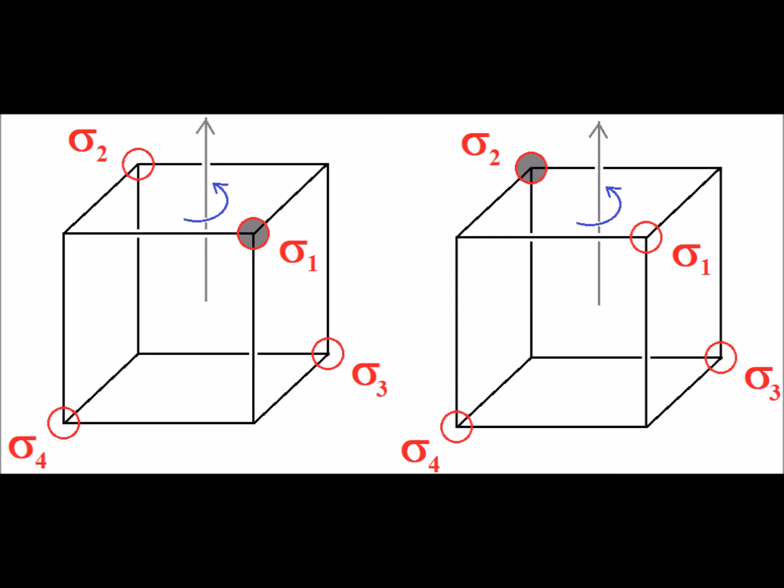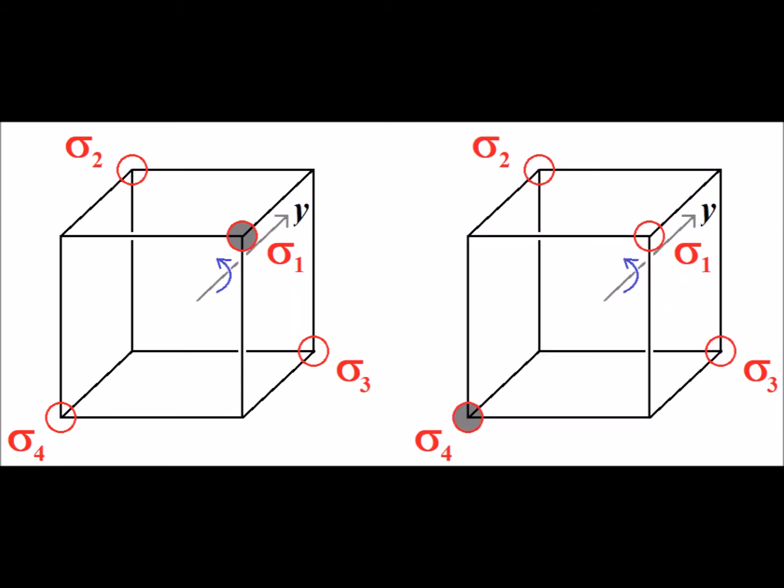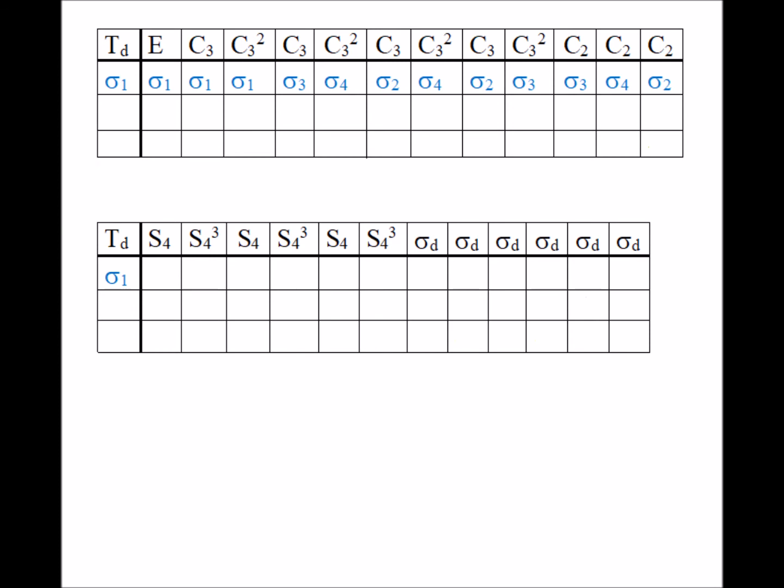The next three symmetry operations are the C2s, the 180-degree rotations. First, we have the C2 around the z-axis shown here. Rotation around the x-axis takes sigma 1 to sigma 3. Rotation about the y-axis takes sigma 1 to sigma 4. And we write those into the table.